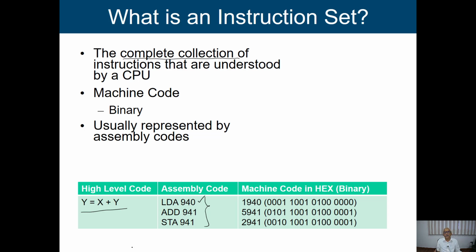When I look at the machine code, in the binary representation, we will find that 1940 is the total information we have to give. 940 is the address location and 1 is what we call the operation code, or opcode. With 1 it indicates that we have to load something from memory location 940, bring it to the processor, and put it into the accumulator. Whatever I am writing as 1940 is in hexadecimal.